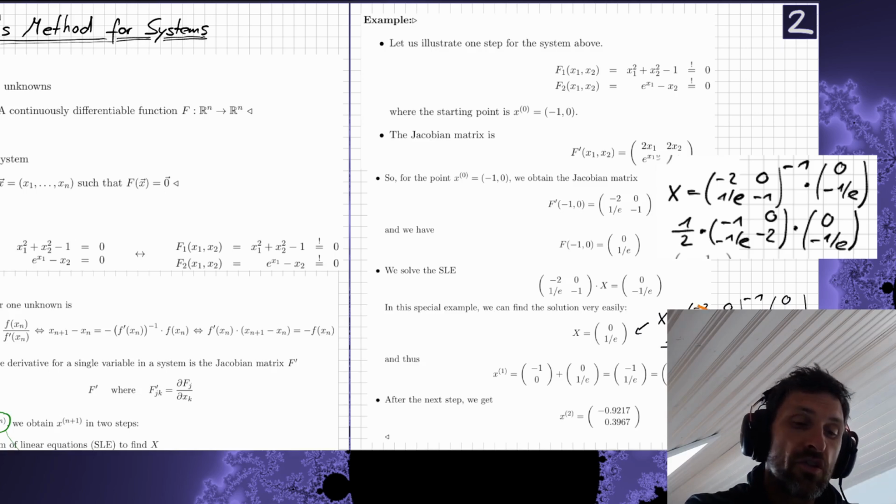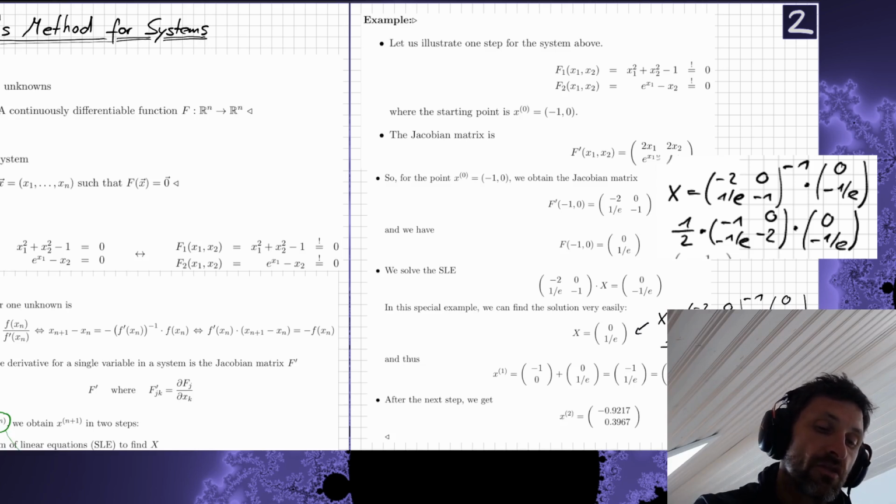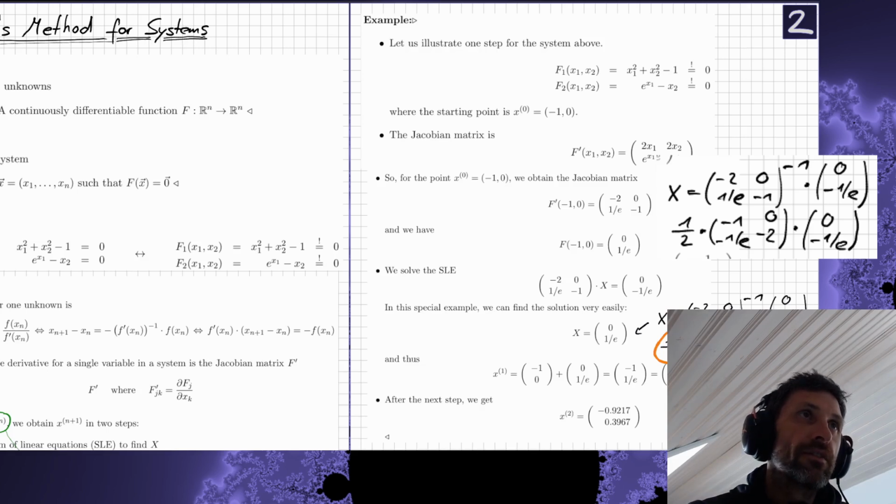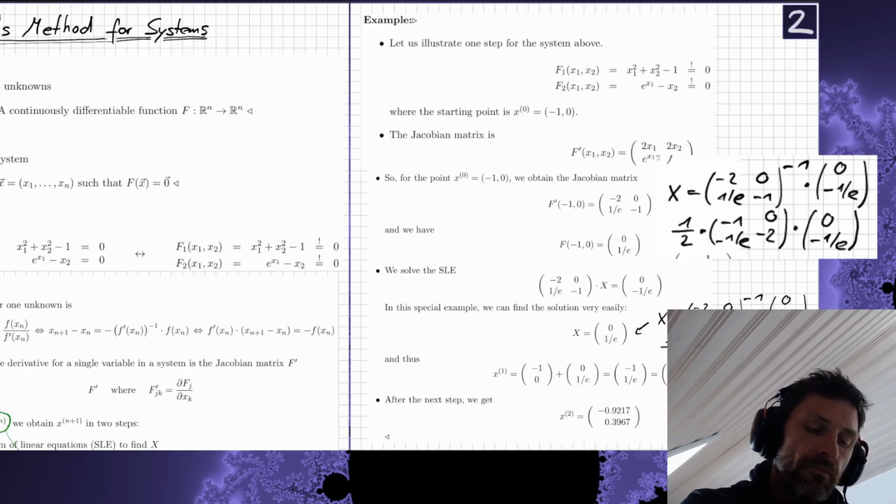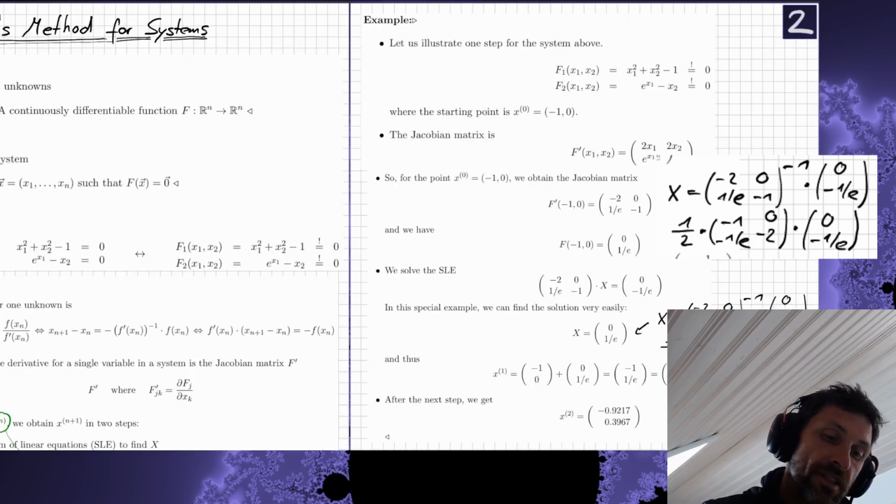-2 times -1 is 2, -0 times something is 0, so 2 minus 0 is a 2, a half, and then copy that also, and now do this multiplication and then multiply by a half, and you get the desired x solution. And in this case this solution is this one, 0, 1 divided by e. Multiply that and multiply by a half, and you get this one.